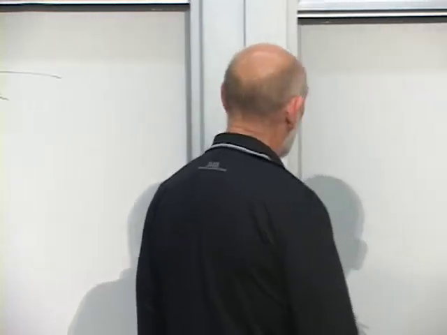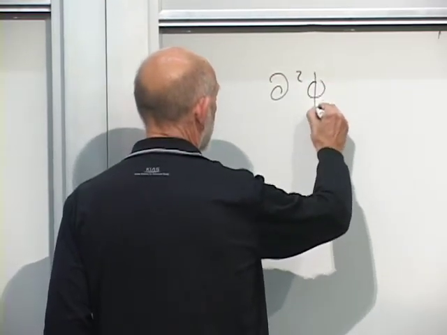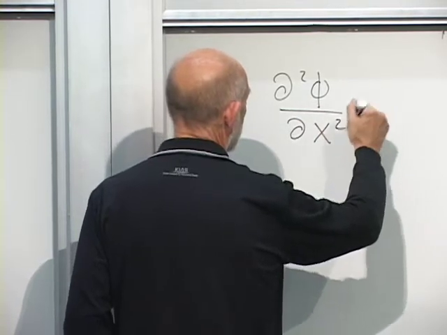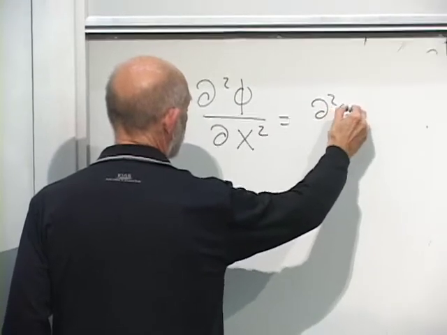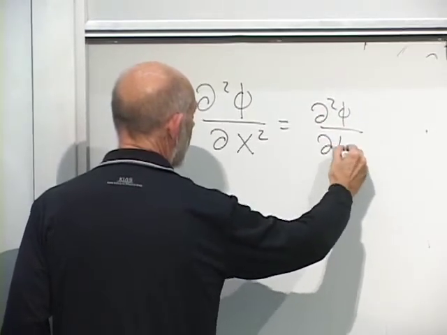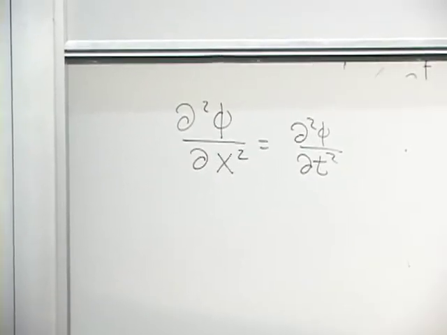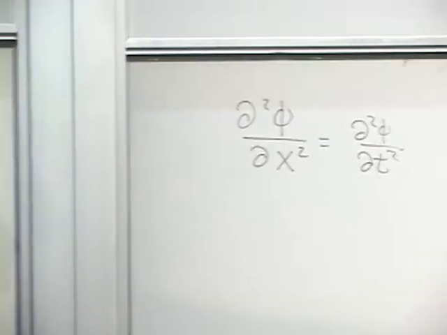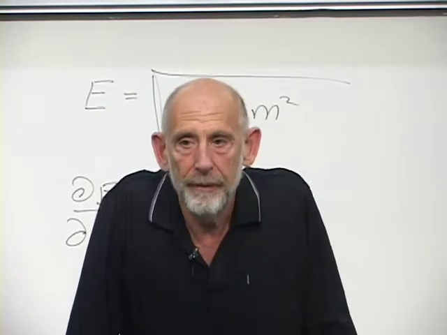These equations are also ways of thinking about wave equations. Here's a wave equation. That's an ordinary wave equation for phi as a function. Let's read it this way. Okay. What kind of wave is that? What does it move with? Speed of what?